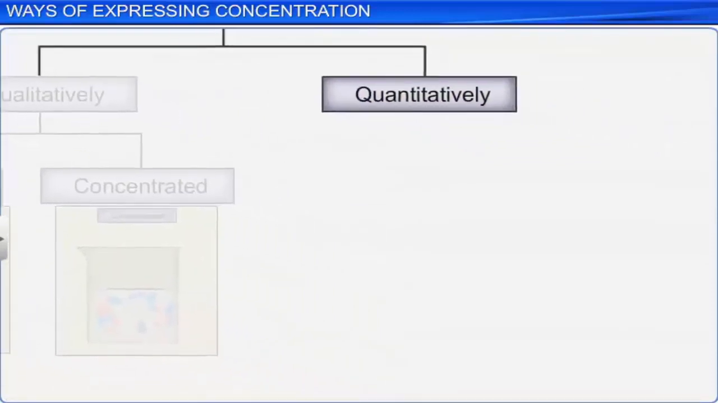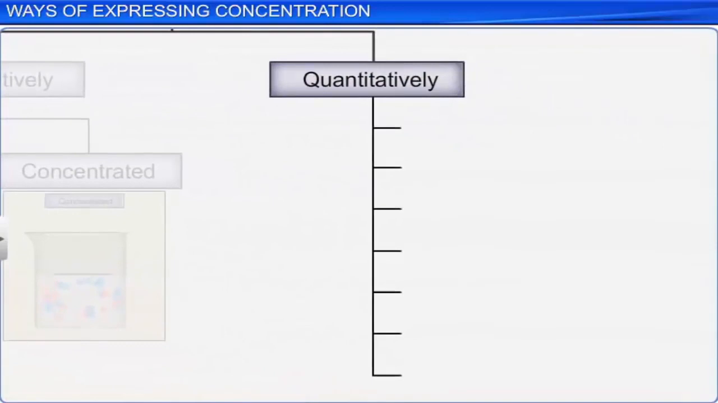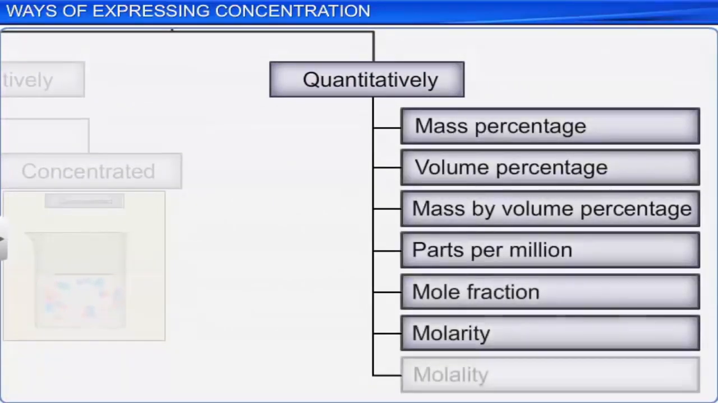Quantitatively, the concentration of a solution can be described in several ways. These methods are mass percentage, volume percentage, mass by volume percentage, parts per million, mole fraction, molarity, molality. Let's discuss these methods one by one.